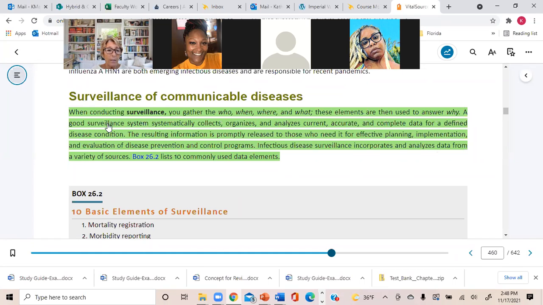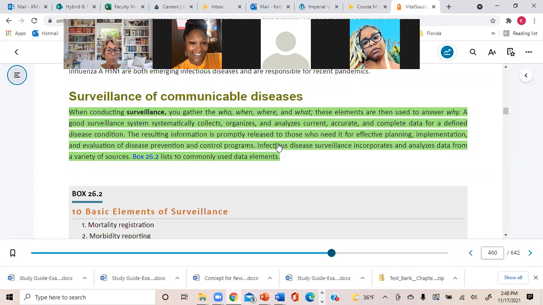So a good surveillance system collects, organizes, and analyzes current data for accuracy, for completeness, for a specific disease. And then once all that is gathered, you have a bank of information that you try and get out to the public, who need it for effective public health planning, implementation, and evaluation, and disease prevention.